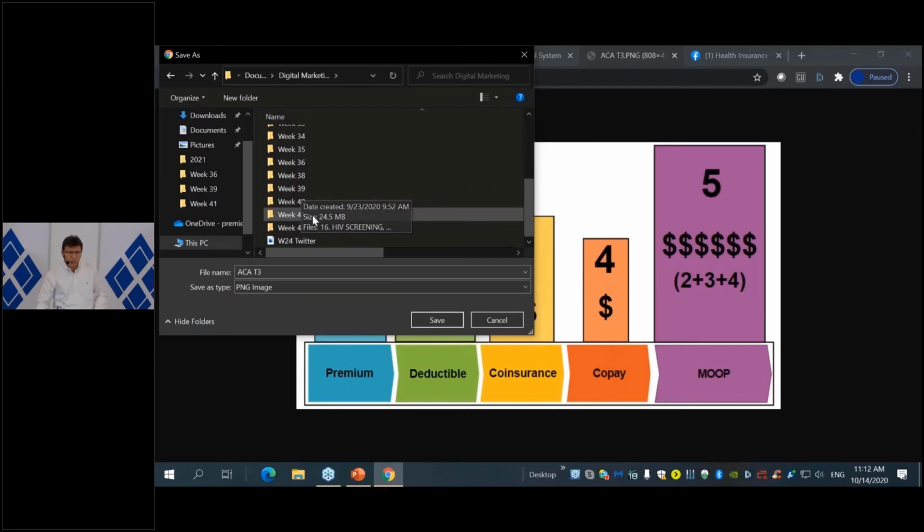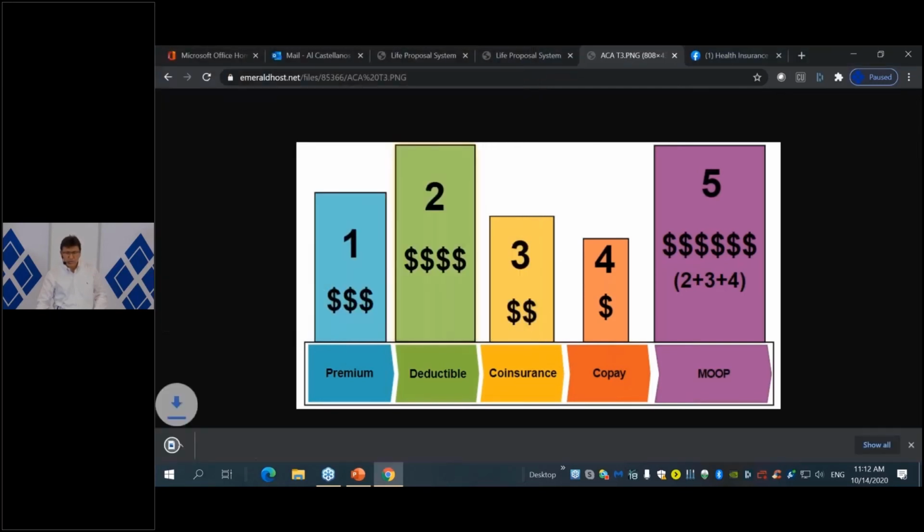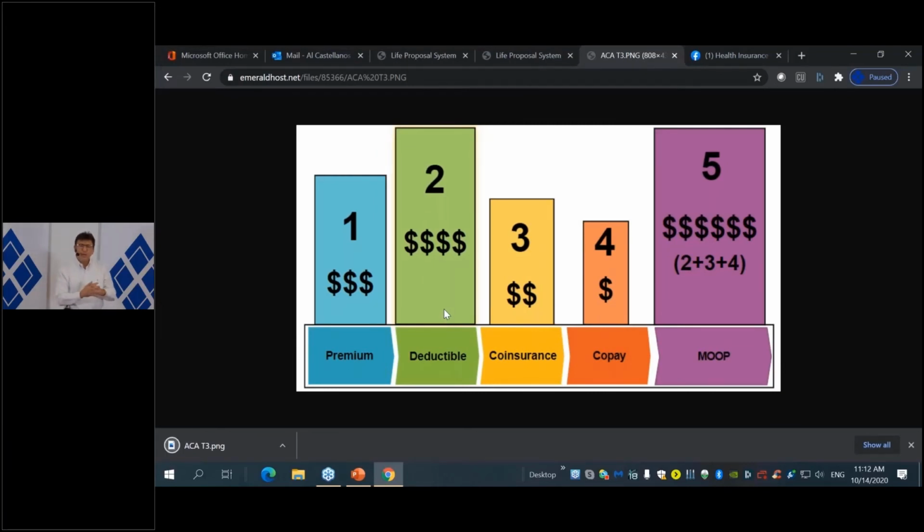And I'm going to go to week 42, and I'm going to just save it there. So I'm saving the image from the Amidin platform into my computer. I want you to do that also. Now remember, what I want you to do in your laptops or your desktops is to have this digital marketing folder, and then you have it by weeks there. So you have week 1 and week 2 and week 3, and then the materials from each one of the weeks you place there so that you can have some type of order with that. That would be my recommendation to you.